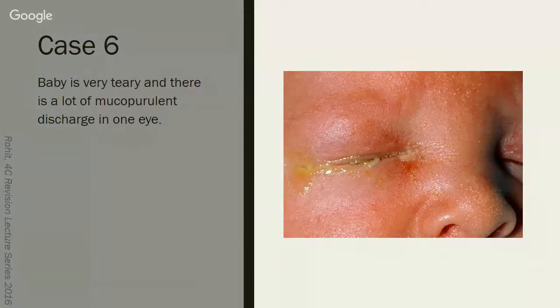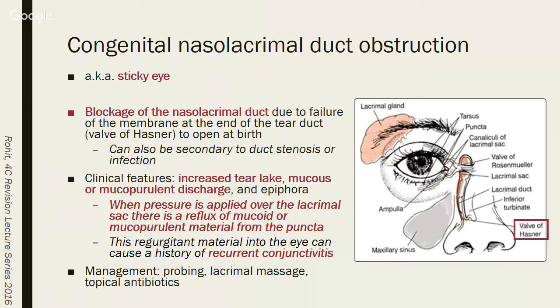A baby, another PEDS condition. A lot of these will overlap with PEDS and other subjects. The baby is very teary, say right after birth, and there's a lot of mucopurulent discharge in one eye. Yeah, so I'll give you that one. It's definitely a cause of conjunctivitis. So this is nasolacrimal duct obstruction.